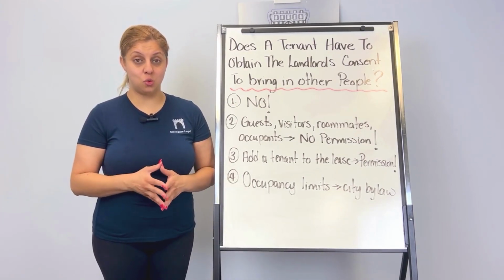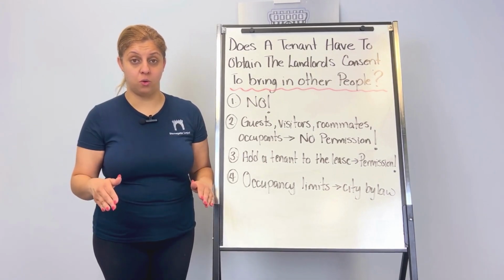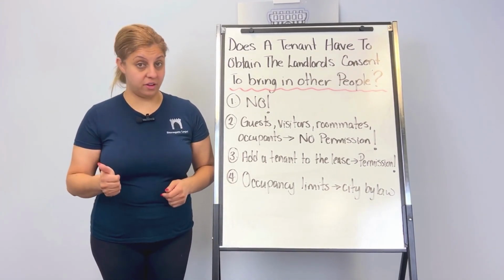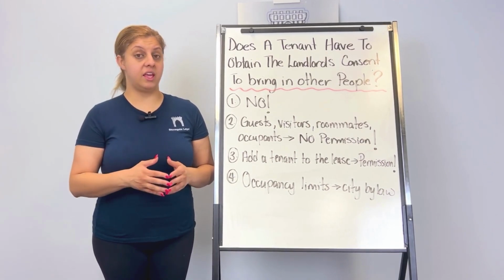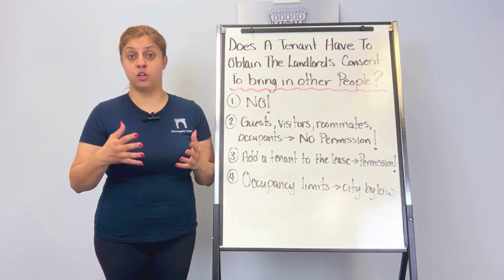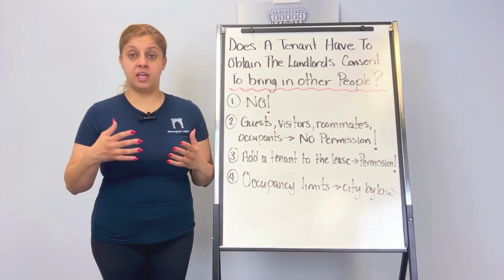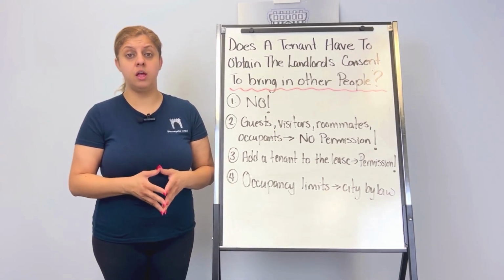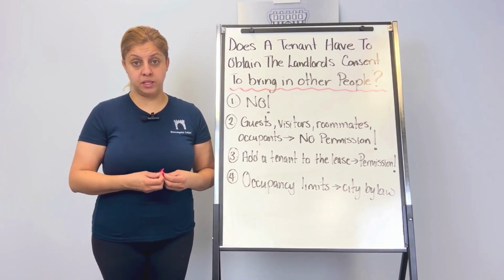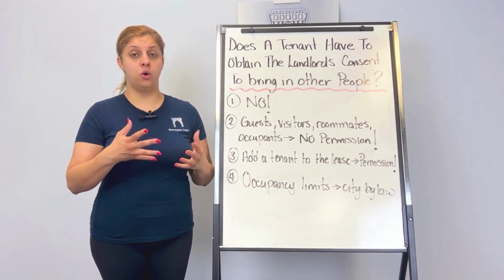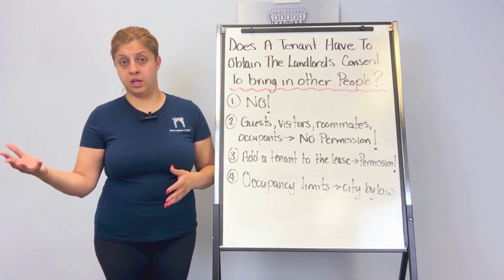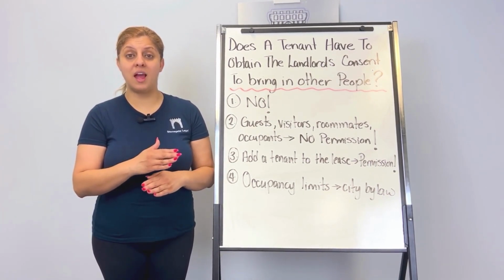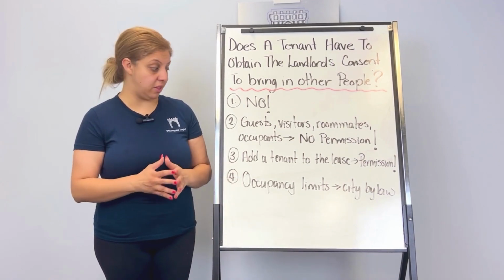Well, to answer this question, it's a hard no. Tenants are allowed to have other guests, visitors. They can have guests or visitors staying overnight. They can have roommates, in which case they're renting an additional room to. They can have other occupants, such as elderly parents or children or a significant other reside in the rental unit, all without the permission of the landlord.